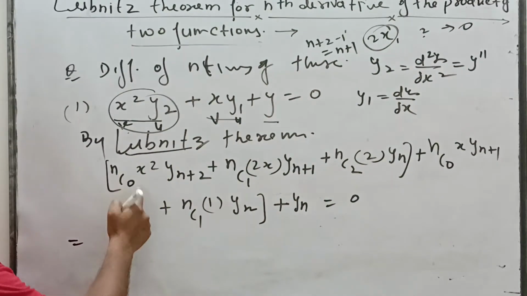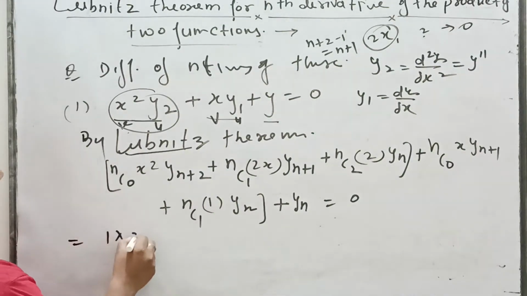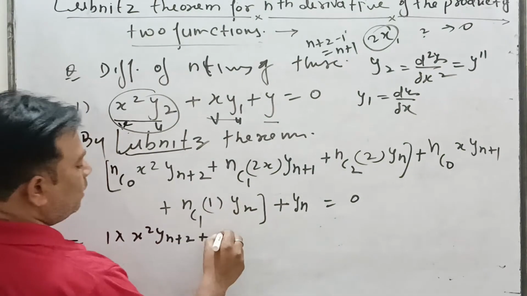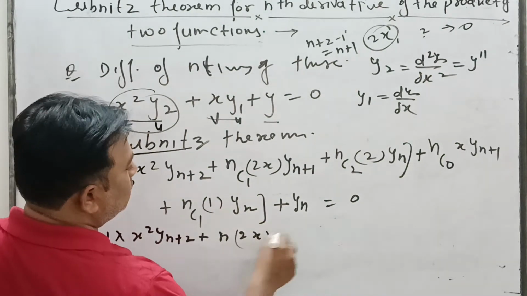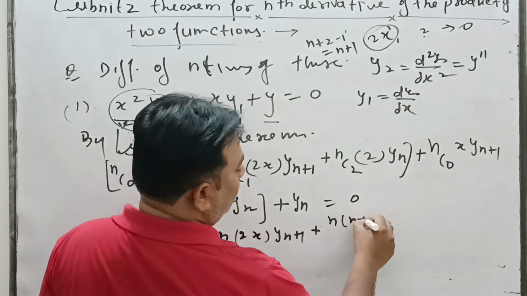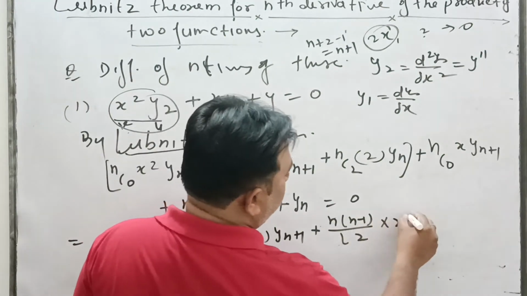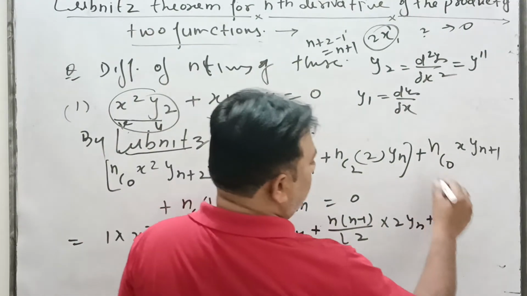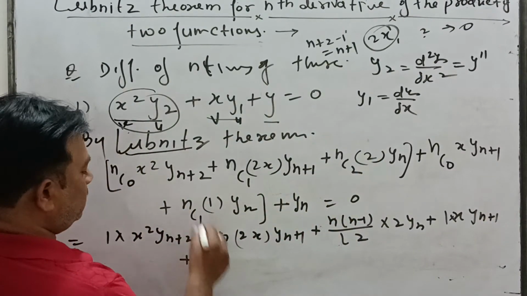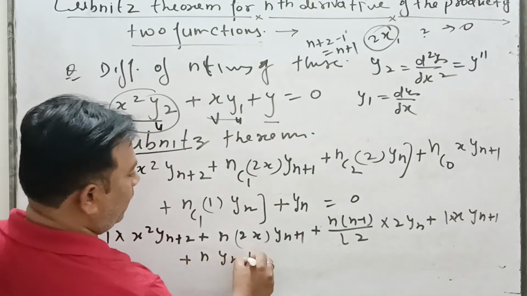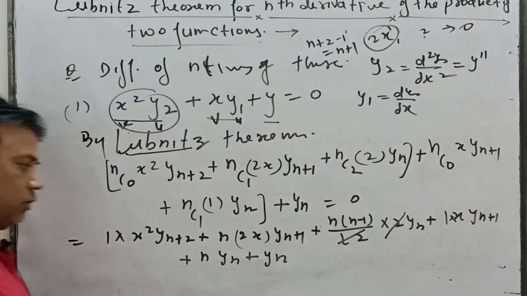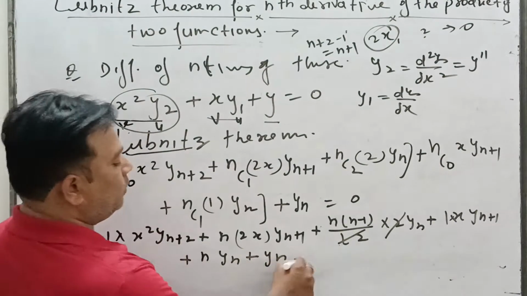Here we discuss nC0, which is 1 into x square y n plus 2, and nC1 is 2x y n plus 1, plus nC2 (n minus 1) upon factorial 2 into 2 y n, plus nC1 n y n plus y n. The 2 and 2 cancel out, so it is equal to 0.